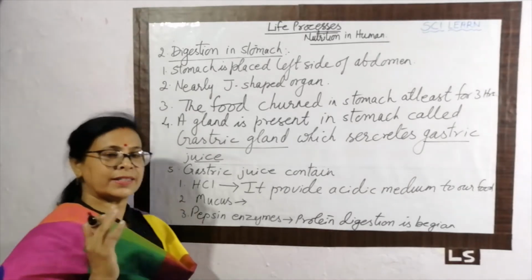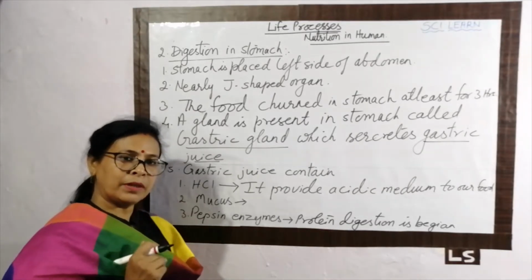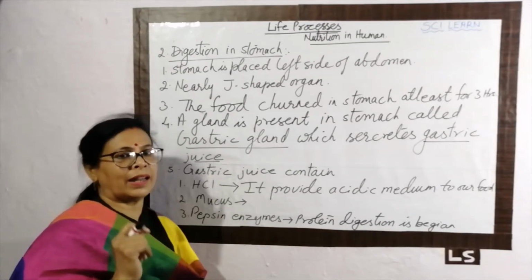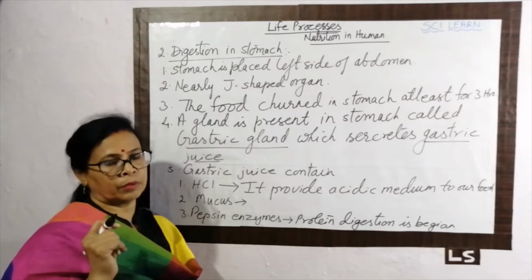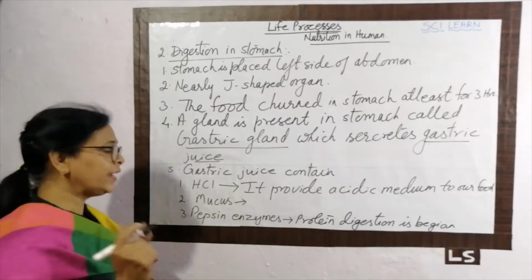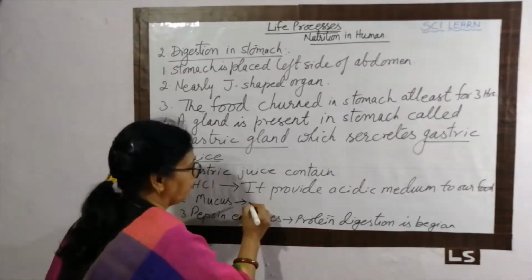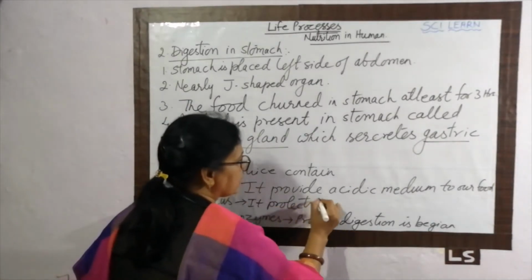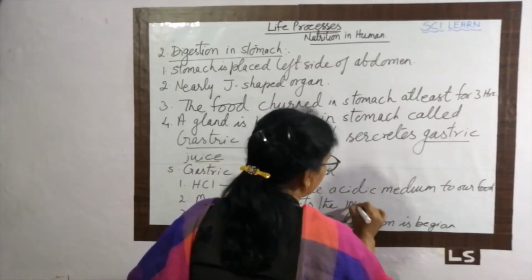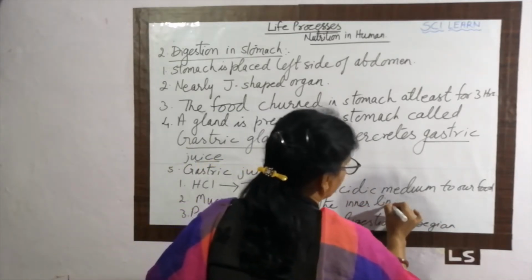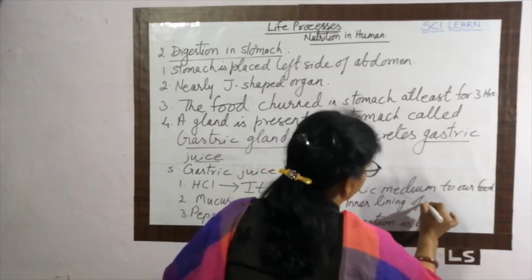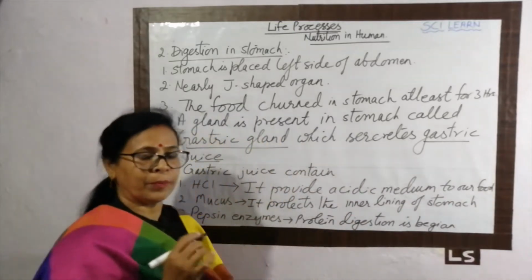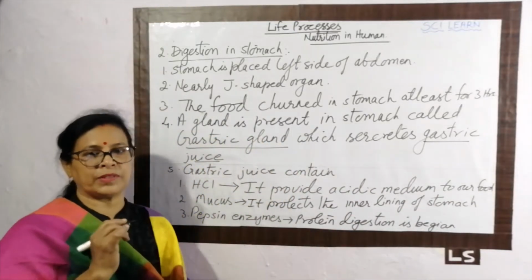एसिड क्या कर रहा है? प्रोवाइड द एसिडिक मीडियम टू एक्टिवेट द पेप्सिन, बट दैट एसिड ऑल्सो प्रोड्यूस some problem in our stomach lining. So what is the role of mucus? Mucus protects the inner lining of the stomach. किससे प्रोटेक्ट करता है? It protects the stomach from the effect of the acid which is present here.